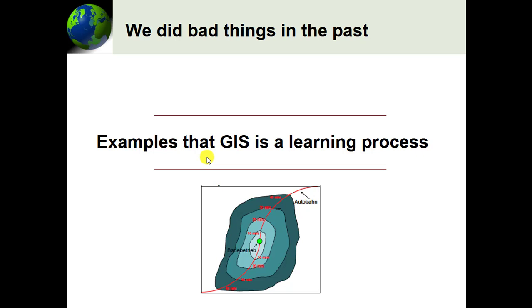This, which looks like some splattered egg, is isochronous lines. Today we call it drive time, in 10, 20, 30, and 40 minutes. And the idea is you can really be fast driving on the Autobahn. Therefore, you have, in this case, a north-south expansion of that distance band. Makes sense. This was done in PowerPoint.